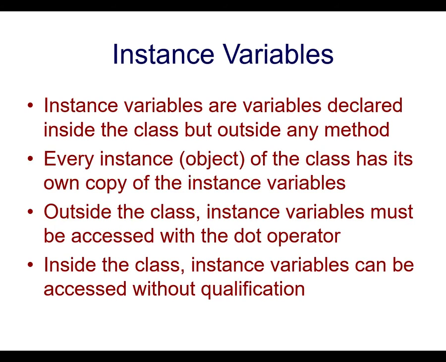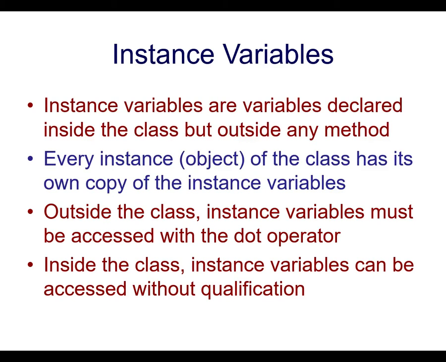We begin by examining the characteristics of instance variables. Instance variables are variables declared inside the class but outside any method. It is customary to declare all instance variables before any of the methods, although that is a convention, not a requirement of the language. Instance variables are sometimes mistakenly referred to as global variables, but global variables would be variables declared outside of a class, and Java does not allow such variables.